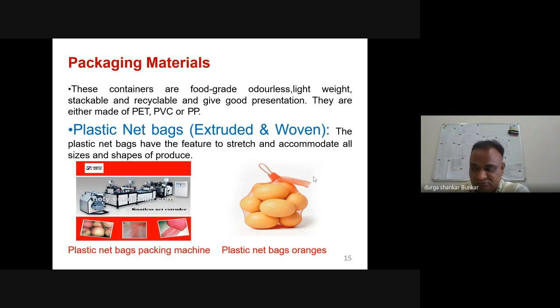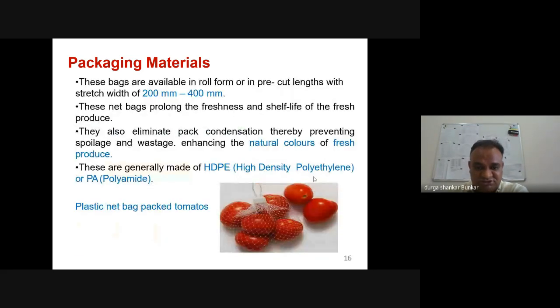Several times we have seen this type of packaging material in the market, that is the plastic net bags, both extruded and woven. We regularly see these, and another is the net bag pack for tomato, which is also very common in the market.